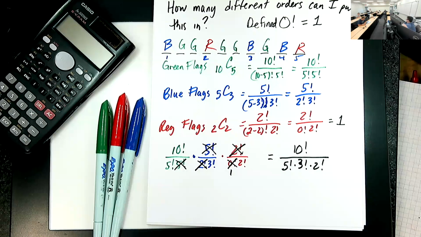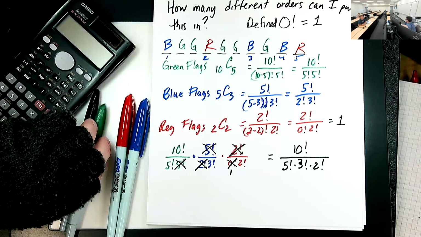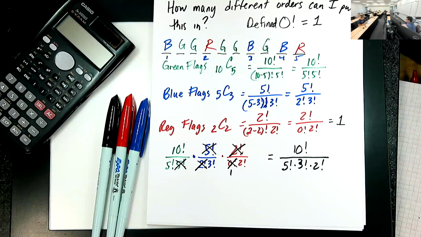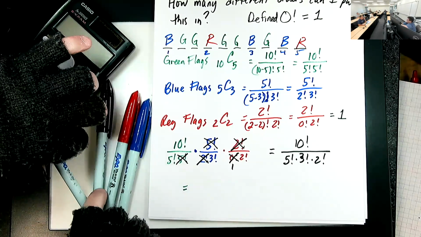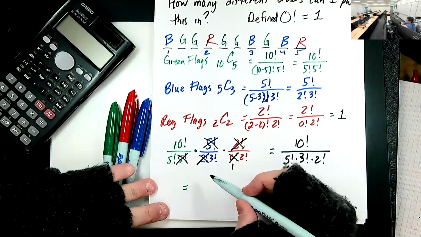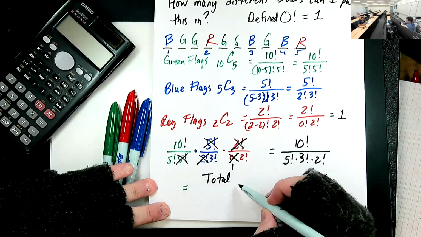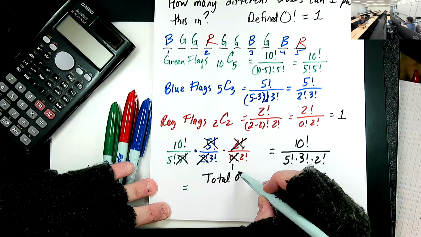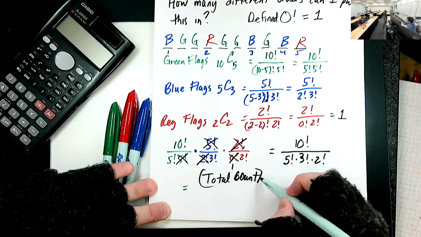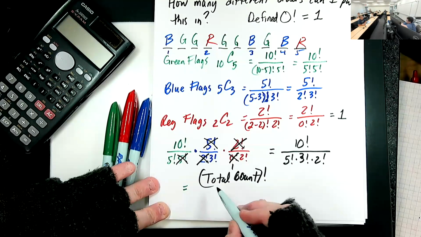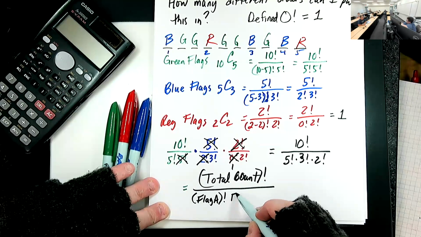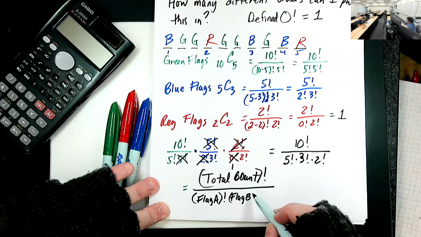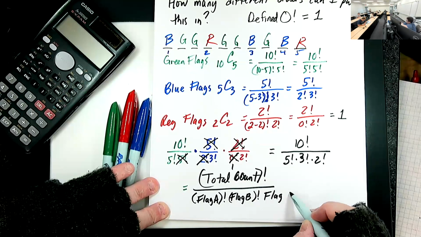Do you think that's coincidence? No. This is total options, or total count, factorial on top, flag A factorial, flag B factorial, flag C factorial.